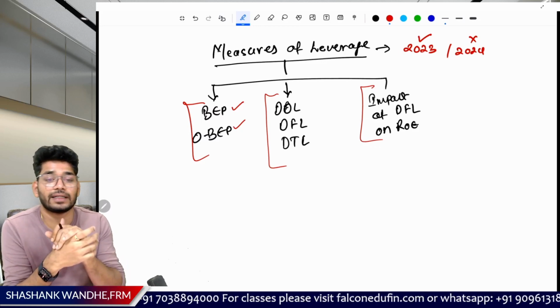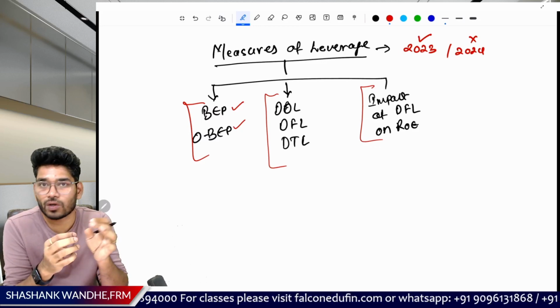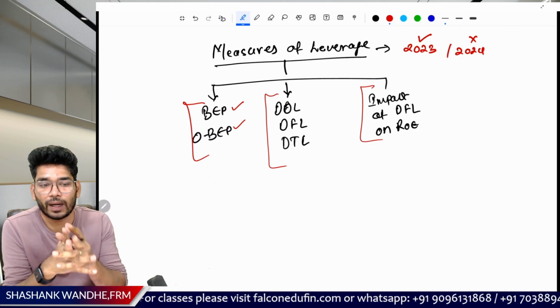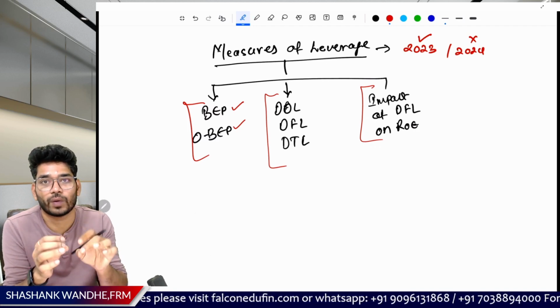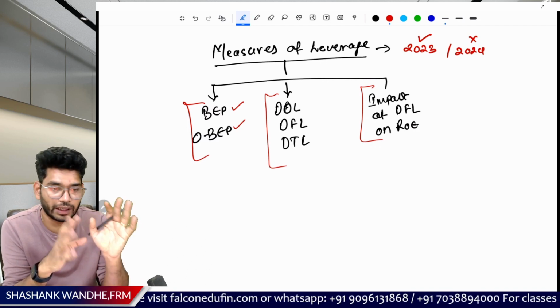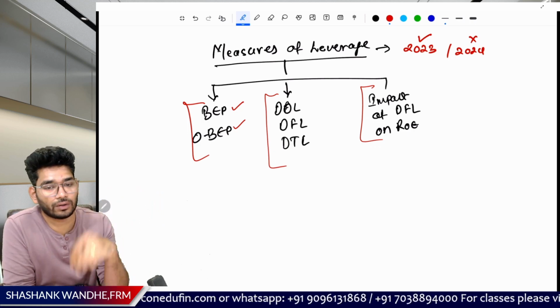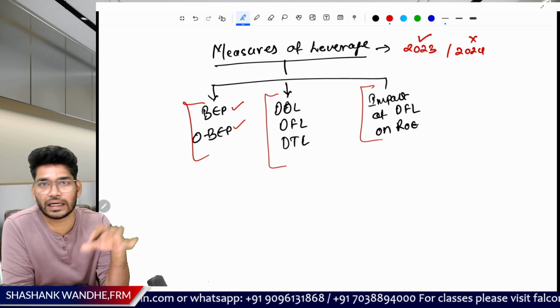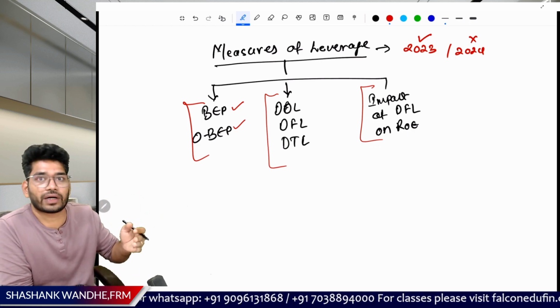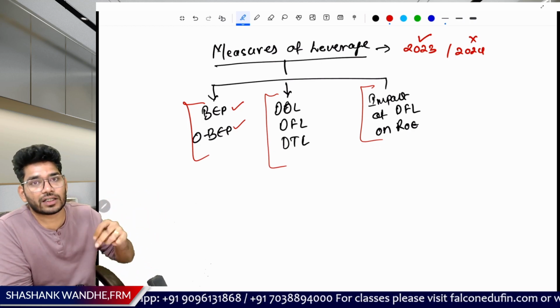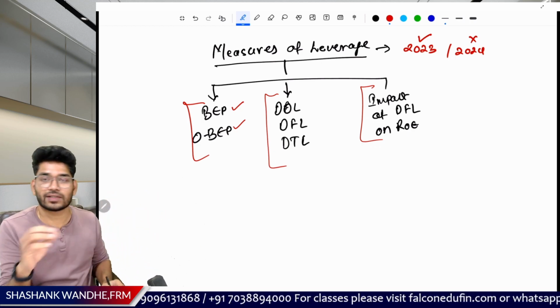Hi friends, now in this session we'll discuss measures of leverage from CFA Level 1's corporate issuer. This reading is useful for the 2023 curriculum but not for the 2024 curriculum. So if you are going for 2024, don't prepare this reading. You don't have this reading in your curriculum anymore. But till 2023, that is November 2023, this reading is useful for you. So make sure you understand this reading properly.